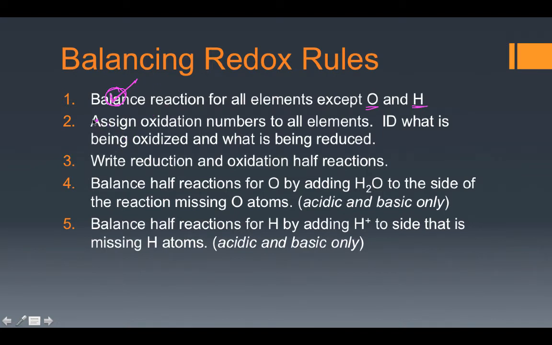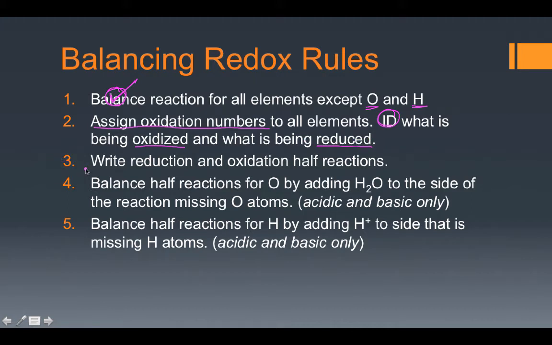Once the balancing is done, the next thing you're going to do is assign oxidation numbers to all of the elements in your chemical reaction. We've already talked about a video that tells us how to do that. You need to make sure that you figure that out. You're going to then be asked to identify which element is being oxidized and which element is being reduced. That, again, has been covered in previous videos. If that seems uncertain to you, go back and check on those.